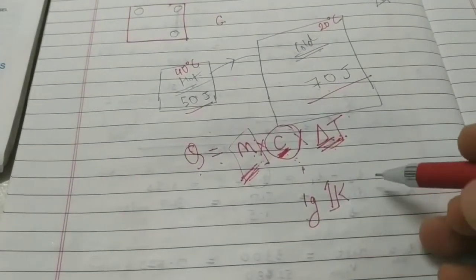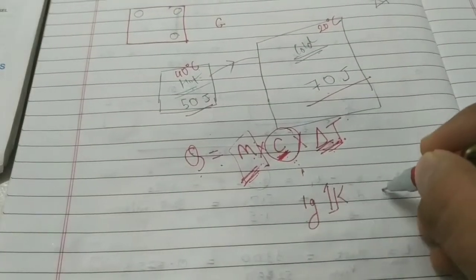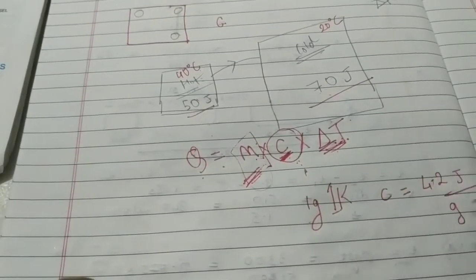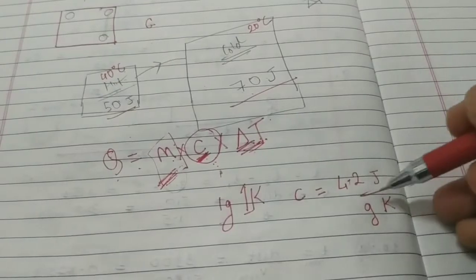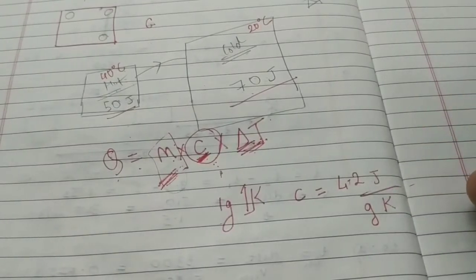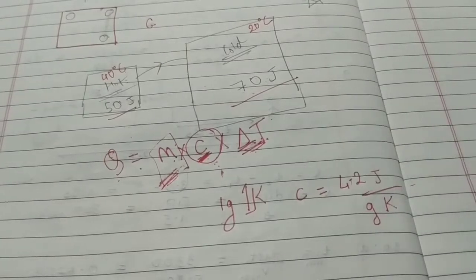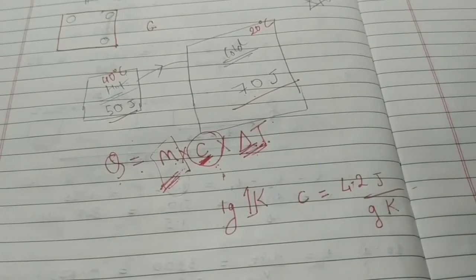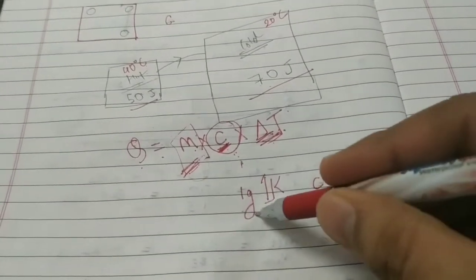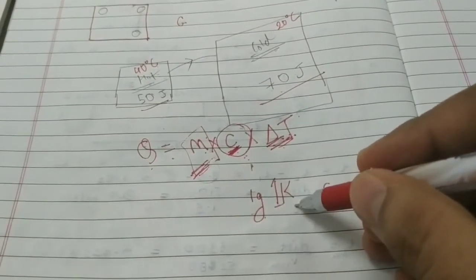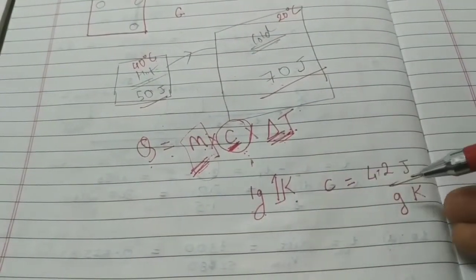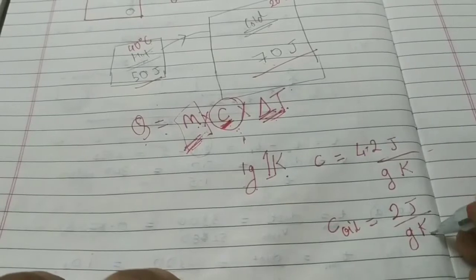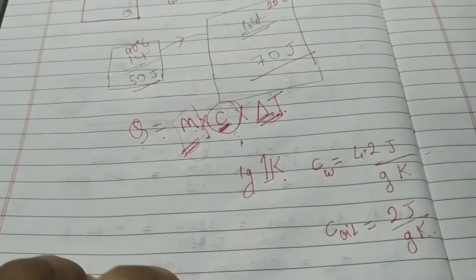So the heat required here is called the specific heat capacity of water, which is 4.2 joule per gram per Kelvin. That is the specific heat capacity of water. In SI unit, it will be 4200 joule per kg per Kelvin. But if I take 1 gram of oil and to increase its temperature by 1 Kelvin, the heat required is, let's say, just 2 joule, then I say the specific heat capacity of oil is equal to 2 joule per gram per Kelvin. This is the specific heat capacity of water. This is the specific heat capacity of oil.